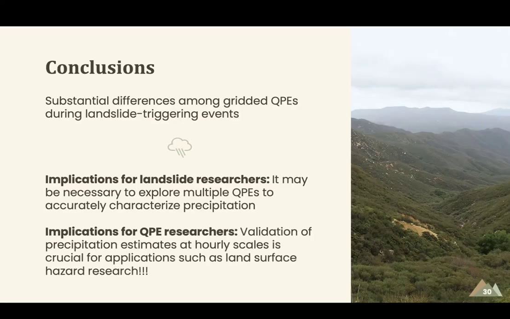And then for folks who work more in the QPE world, what I would say is that landslide research is not the only application where these short temporal scale precipitation estimates are important. Validation of precipitation estimates at these hourly or sub-hourly scales could be really helpful and crucial for applications like land surface hazard research that rely on hourly and sub-hourly precipitation information.